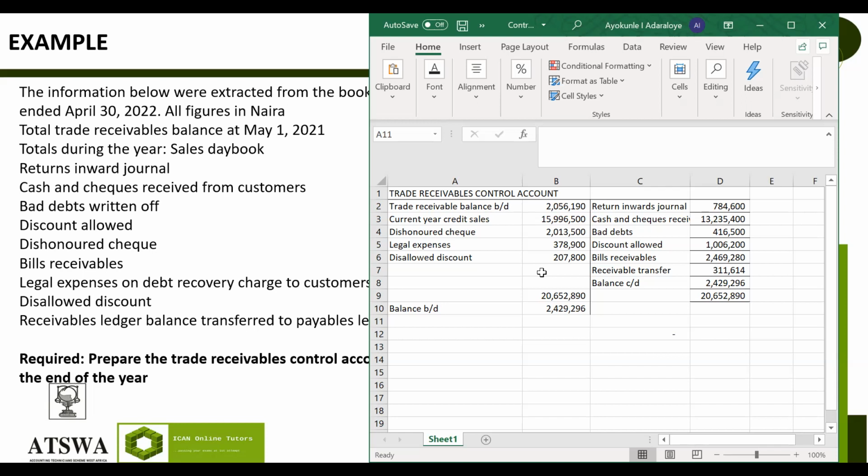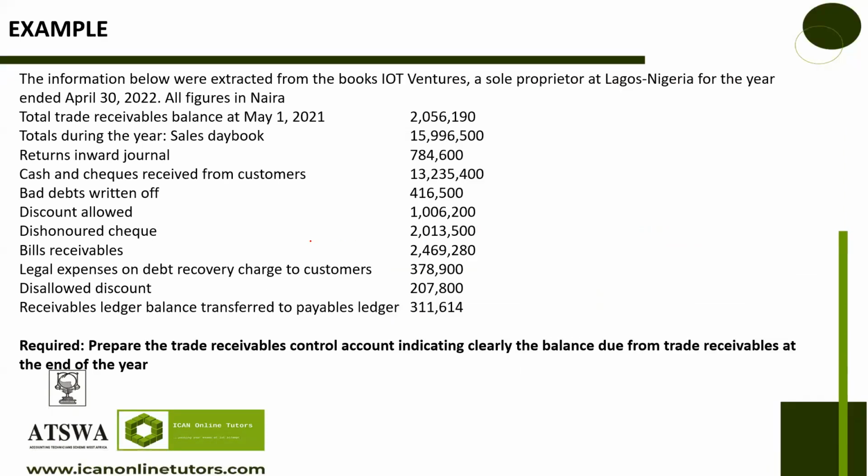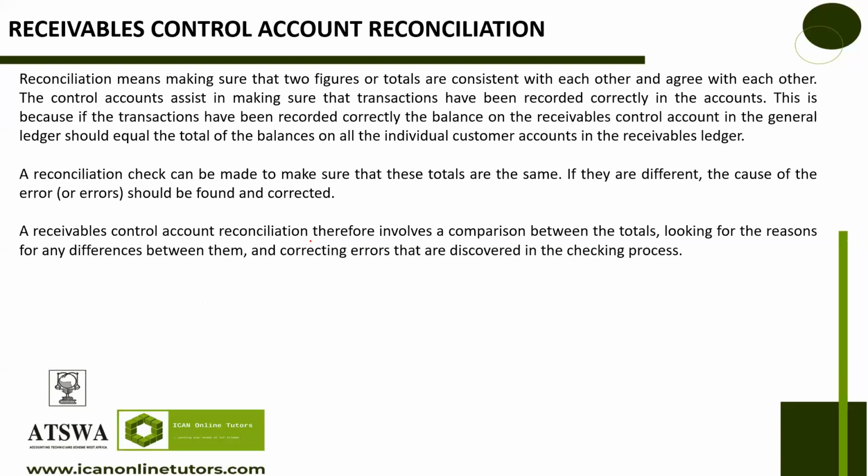You do something similar also for the trade payables control account. We'll look at that in subsequent exercises. So let's just move on. There's another thing we call the receivables control account reconciliation.